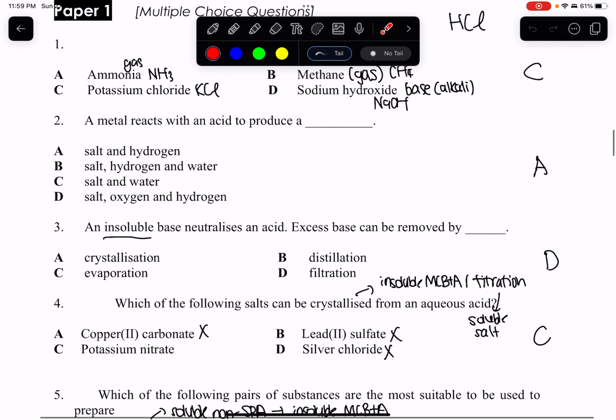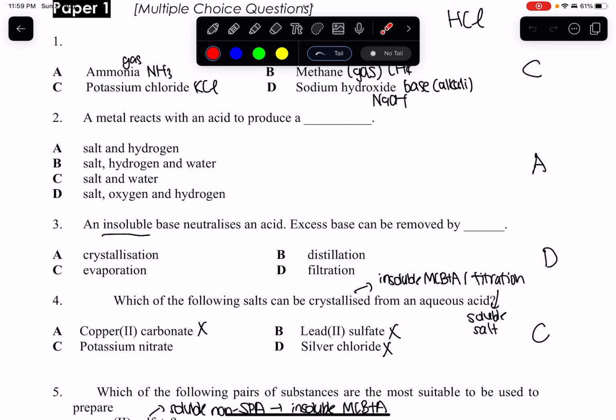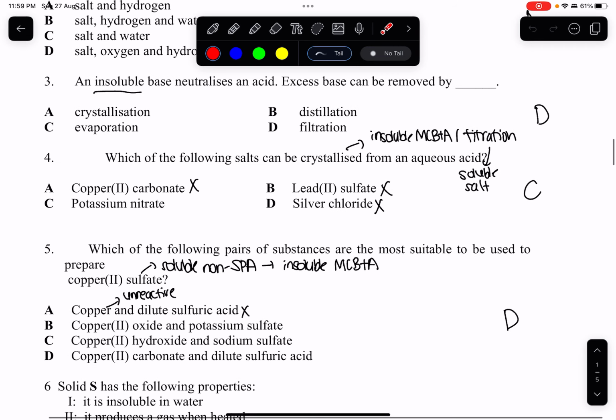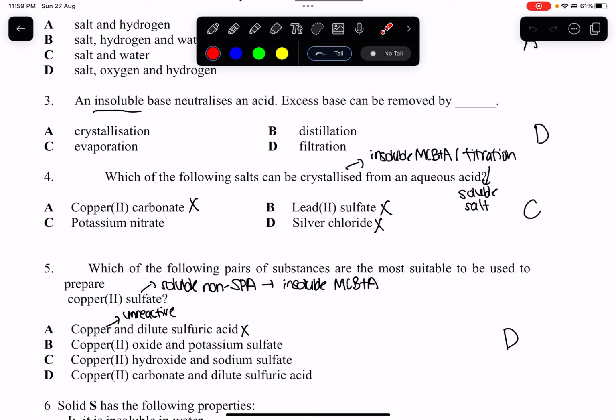Question 2. Metal reacts with acid to produce salt and hydrogen. This is from your acids and bases chapter. Question 3. Insoluble base neutralizes an acid. This is actually an insoluble base plus acid salt preparation method. How do you remove the excess base? Since it's insoluble, you can just filter it. Why do you filter it? Because you're trying to separate it from the aqueous salt that you form.